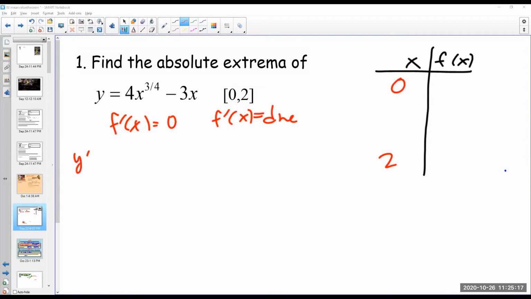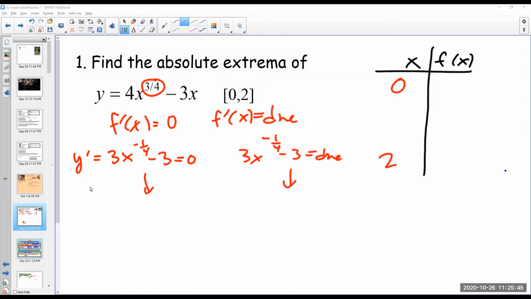Okay, so this is going to be y prime is equal to 4 times 3/4. You guys okay if I just say 3? 4 times 3/4 is 3. x, take the power down by 1. If I'm at 3/4 on the number line and I move down by 1, where am I now? Negative 1/4. Okay, what's the derivative of negative 3x? Negative 3. Set that equal to 0 and set that equal to DNE. All the answers I get from here and all the answers I get from here, they're all called critical points. What you want to do is get a simplified fraction.